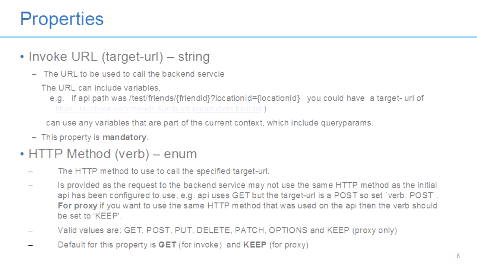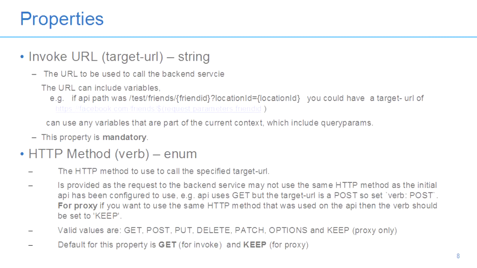Now, William showed you and mentioned the different context variables we have and the way you can use those. And within your target URL, you can also use those. So for the example there, the API path that's defined is like /test/friend/{friendID}?locationID. Then you can use some of those parameters in your target URL to extract some of those from the request coming in into the URL that you're going to send to the back end.